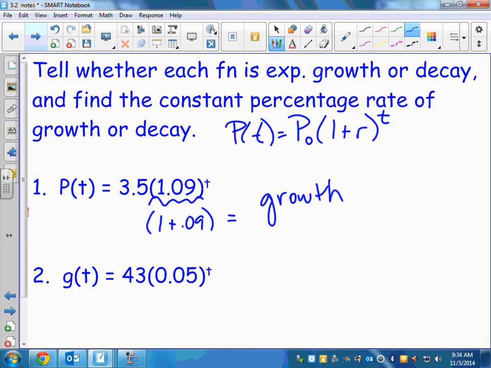This is growth, right? Because it's bigger. And what would you say the constant percentage rate of growth is? Like, what would r in this problem be? 0.09. Right. So I want you to give it back as a percentage. So if it's 0.09, then we can say 9%. It's growing by 9% each year.